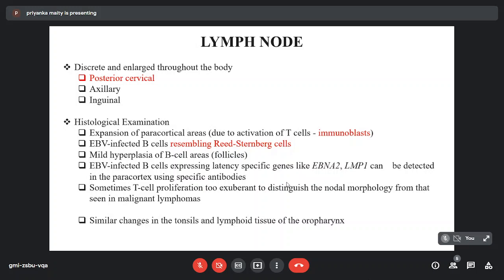Sometimes T cell proliferation is too exuberant to distinguish the nodal morphology from that seen in malignant lymphomas. Similar changes in the tonsils and lymphoid tissue of the oropharynx can be seen.